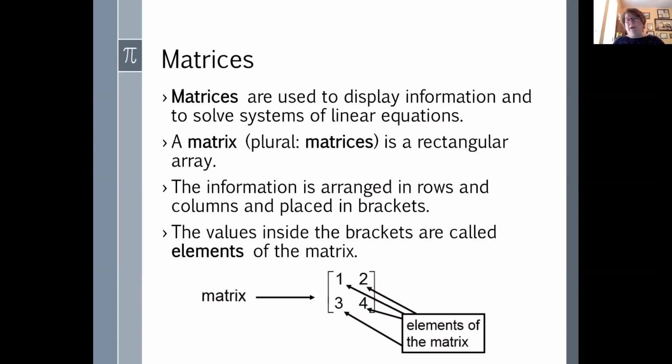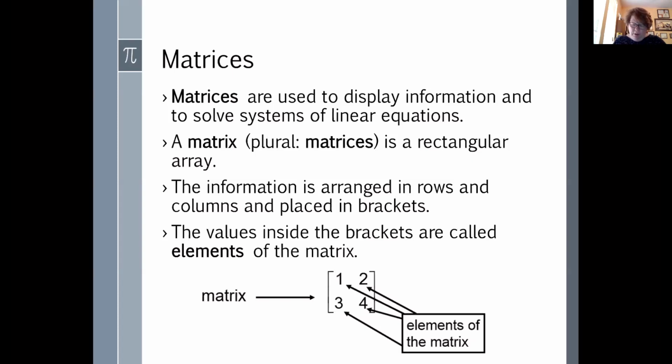So in this example at the bottom of the slide here, the elements of this matrix are, in the first row, 1, 2. So the first row, first column is the number 1. The first row, second column is the number 2. In the second row, we have 3, 4. So second row, first column is a 3. Second row, second column is a 4. And that is usually how we designate elements of a matrix. We designate it by its row first and then by its column.